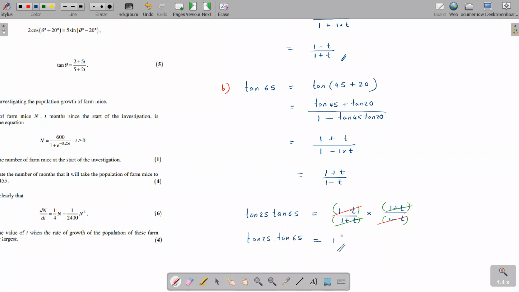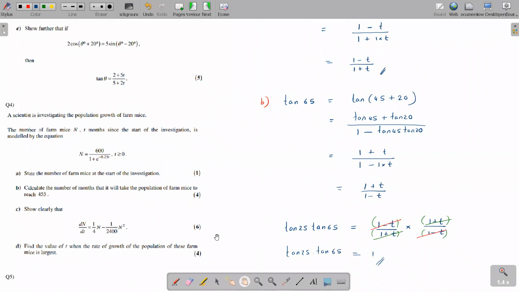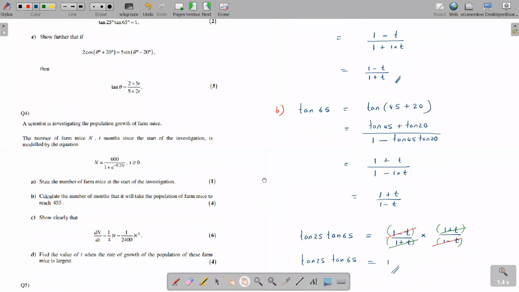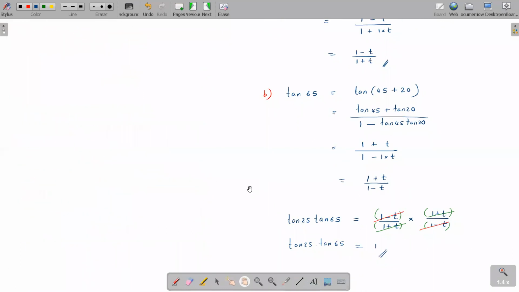Is that okay? Yes, teacher. Okay, then moving on to part C. Okay, do you want more time to write?